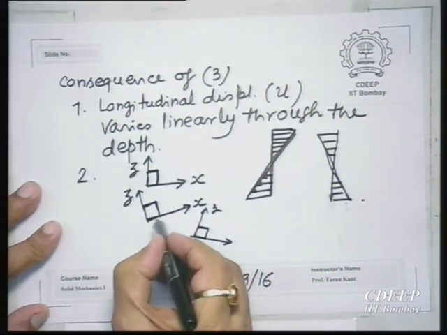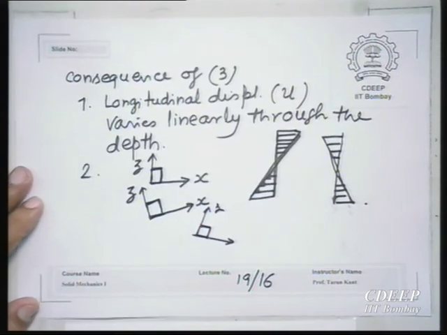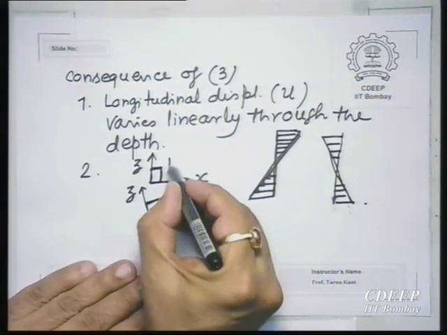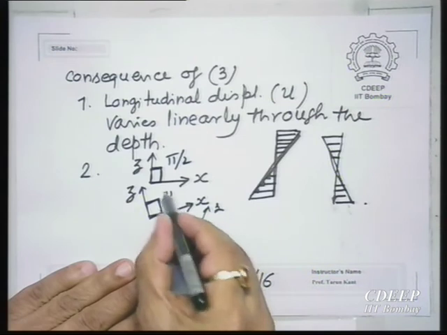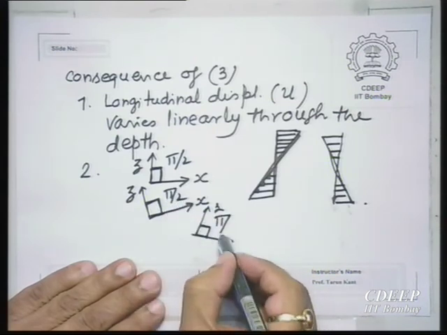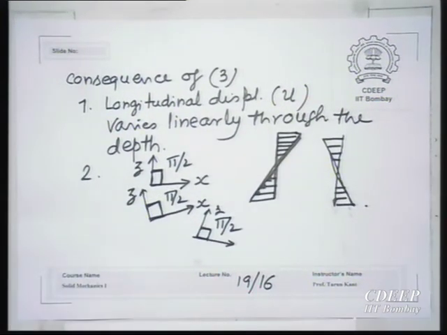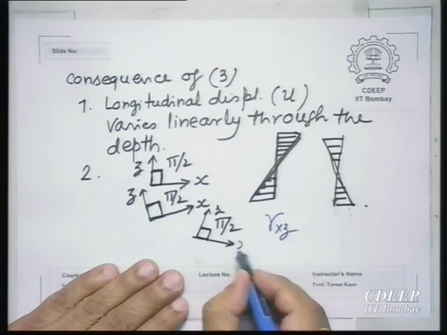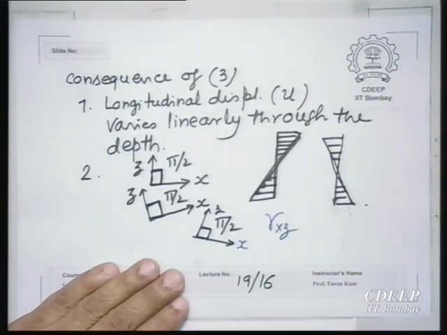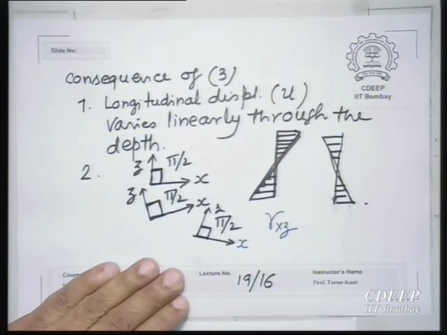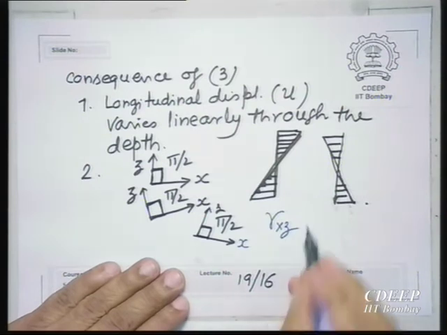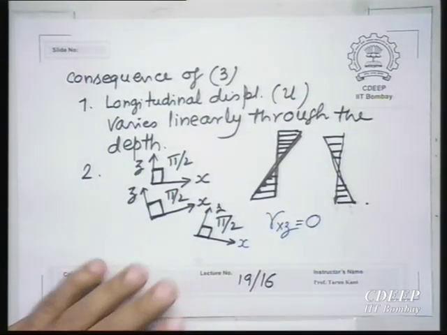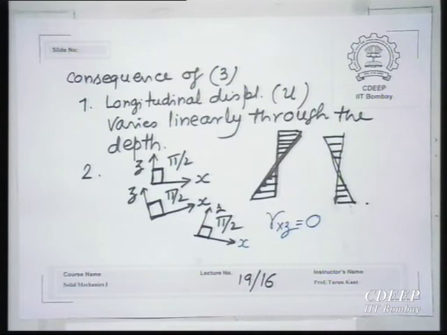Since this element remains 90 degrees, what is the meaning of this? Which strain is responsible for keeping this 90 degrees? Xz, is it not? Gamma xz, between the x direction and z direction, so 90 degrees. So this is 0. So the second consequence is gamma xz is 0.